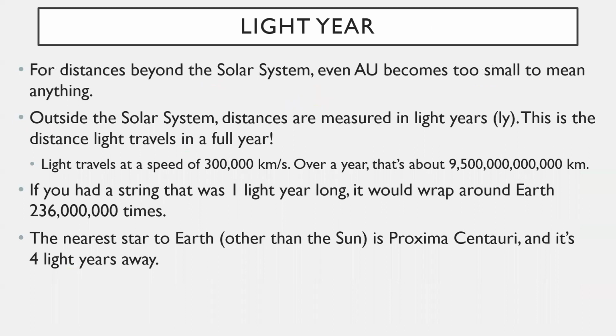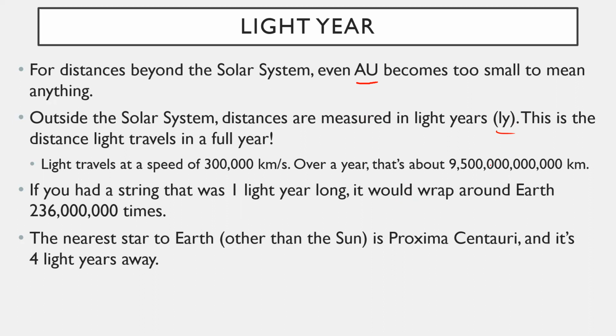The next kind of unit that we'll talk about, there's several others, but these are the only ones we're really going to care about for now. Light year. This is the one that's very well known. Now, light years are used for distances beyond our own solar system, because once you go beyond our solar system, space is very expansive. So even the astronomical unit becomes too small to actually mean anything. So outside our solar system, distances are measured in light years, or just LY to shorten it up, of course.